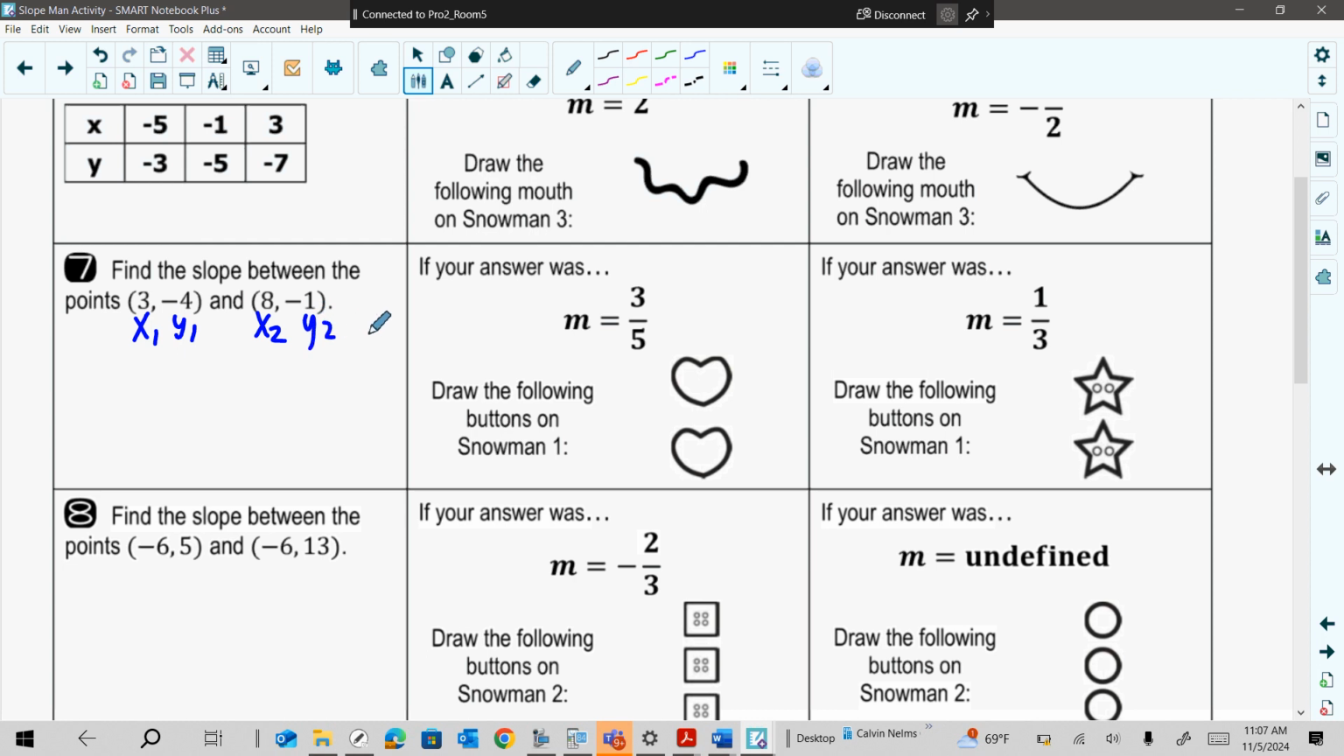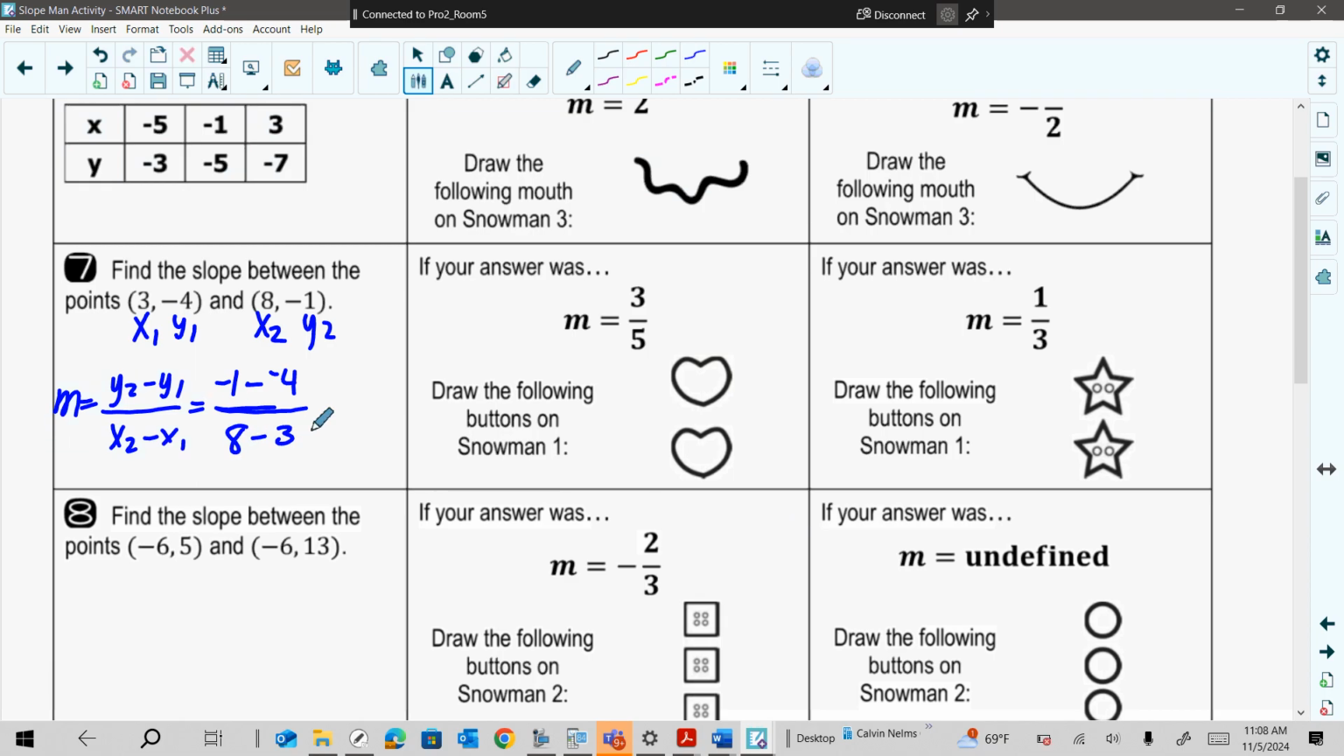It's y2 minus y1. The y's go on first. The y's go on the top always. So who's y2? Negative 1. So negative 1 goes on top, minus the negative 4. And then who's x2? 8. So 8 minus 3.